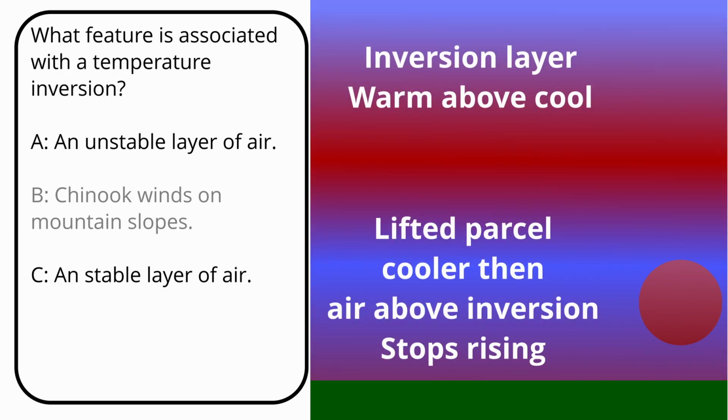If a parcel of air was rising because it was warmer than the air surrounding it, but then encountered the inversion, suddenly it would no longer have a tendency to rise, as it would be colder then, or the same temperature as the surrounding air. This suppression of vertical air movement is the definition of a stable layer of air.